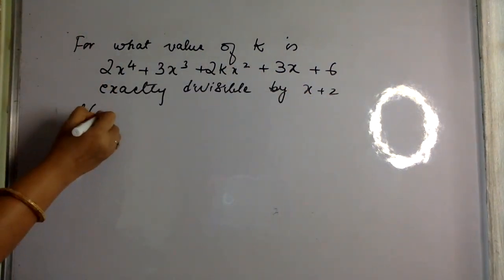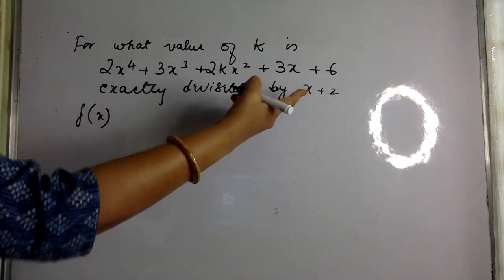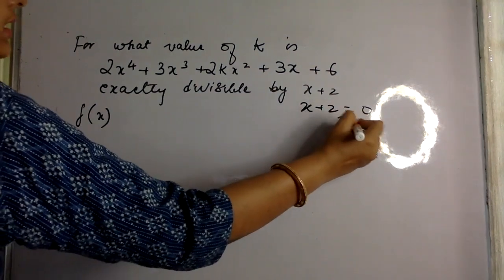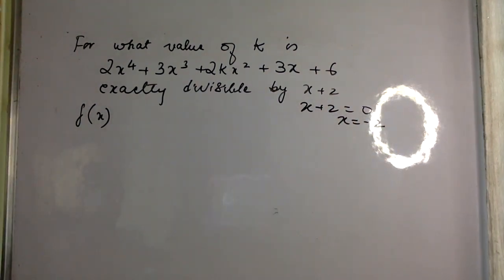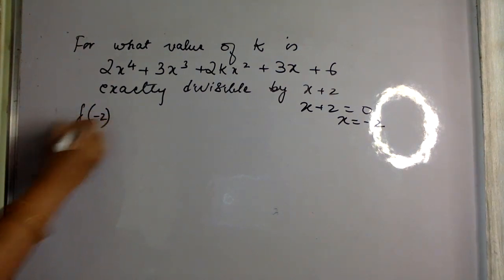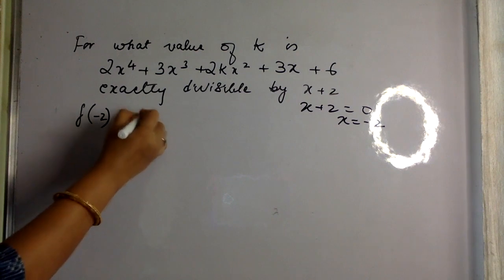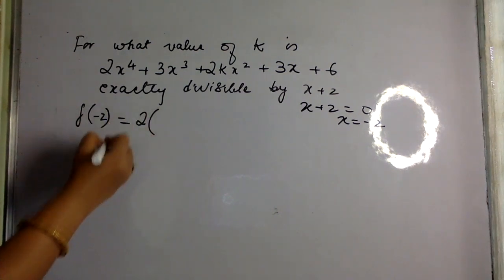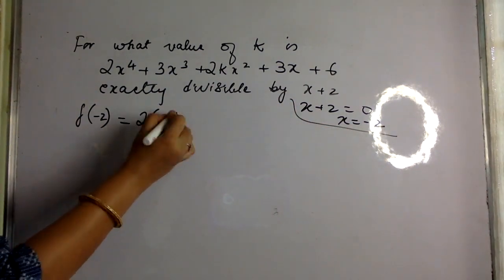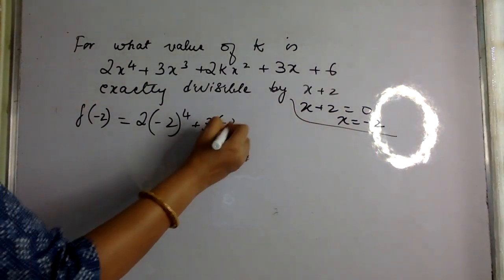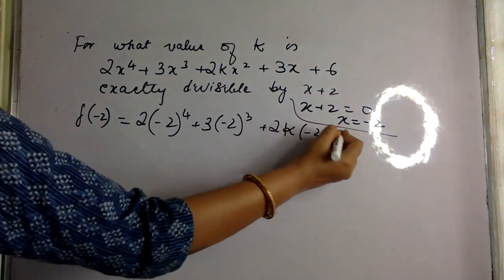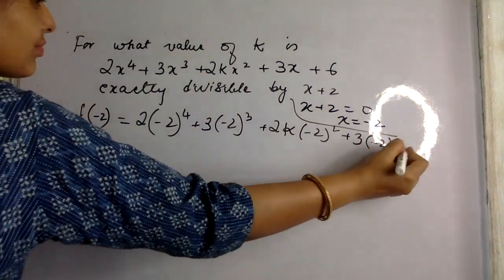So back to the same question. Here I shall be substituting x is equal to minus 2, right? x plus 2 is equal to 0, so x is equal to minus 2 is what I'll have to substitute. So here if I write f of minus 2, everywhere where I have x, I will substitute minus 2. So here I will substitute (minus 2) to the power 4 plus 3 times (minus 2) cube plus 2k times (minus 2) square plus 3 times (minus 2) plus 6.